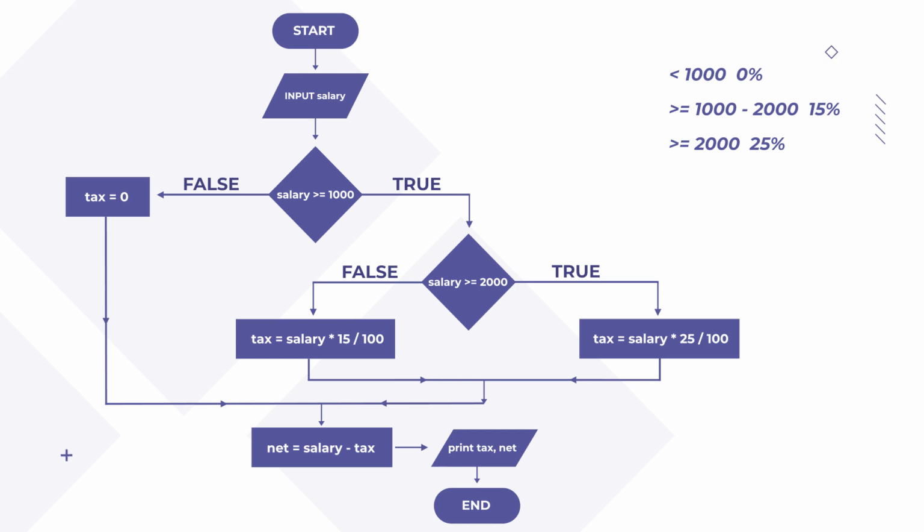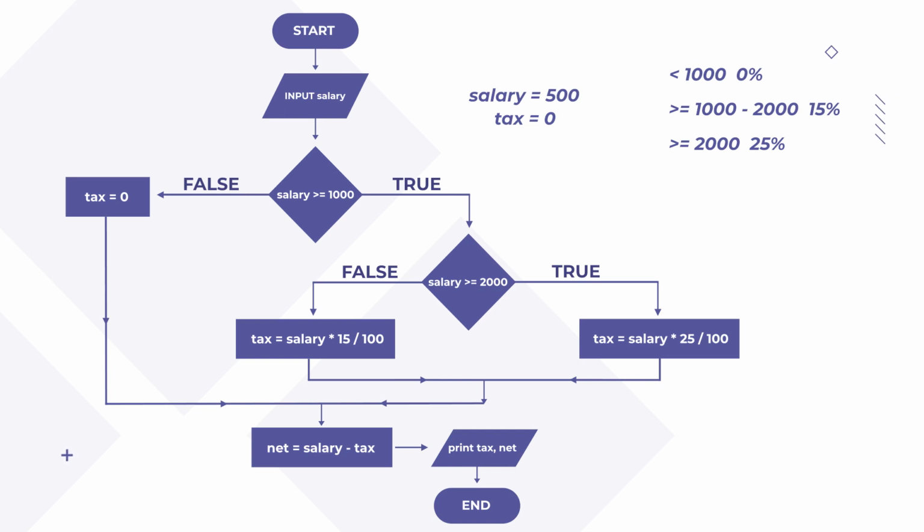So first it will ask for the salary. For example, the user has entered the salary 500. Now it will check this condition. Is the value of salary greater than or equal to 1000? No, it is not. The condition is false, so it will go in that direction. It will make a variable tax and store zero in it. Then it will come to this instruction, net is equal to salary minus tax. Salary is 500 and tax is zero, so it will store 500 in net, because 500 minus 0 is 500. Now it will print tax 0 and then print net, which is 500.